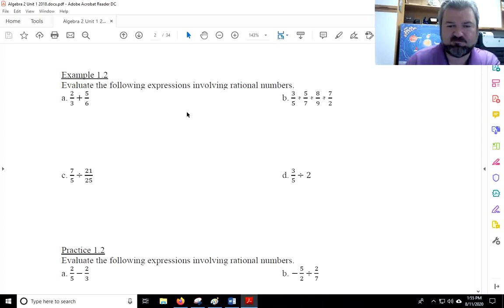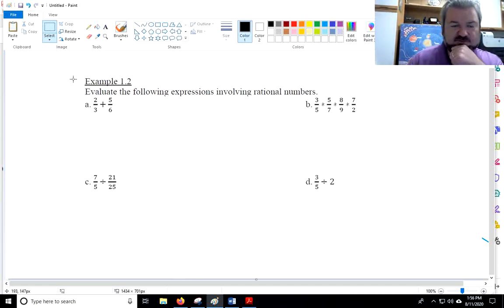All right, we're going to evaluate some rational number expressions. So let's take a look at it. Okay, so we have 2/3 plus 5/6. When we add or subtract fractions, we need to get a common denominator first. So what I'm going to do is think if there's a number I can multiply the smaller denominator by to get the bigger one. Well, if I multiply 3 times 2, I would get 6. So I'm simply going to multiply by 2 on top and bottom of this fraction.